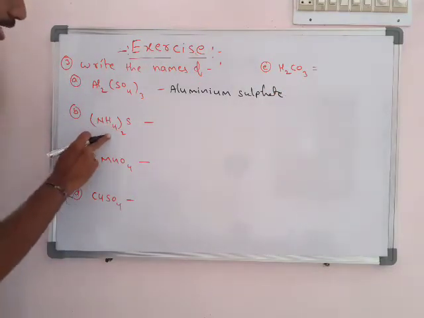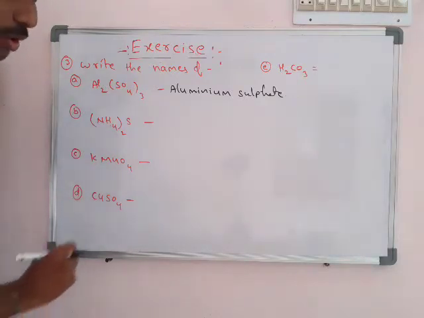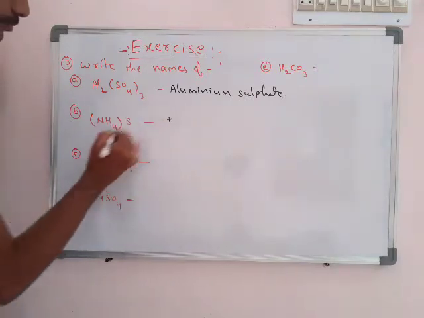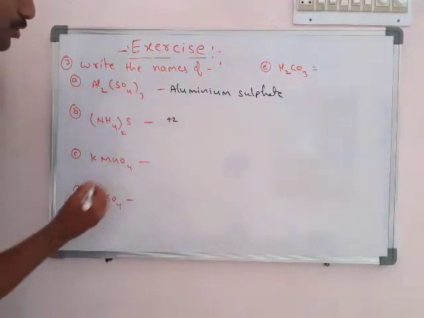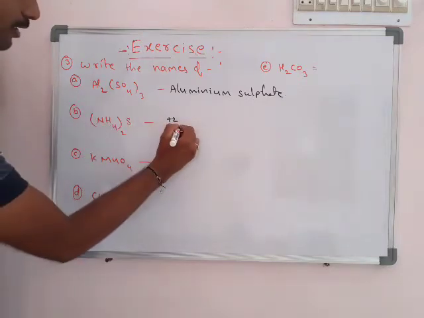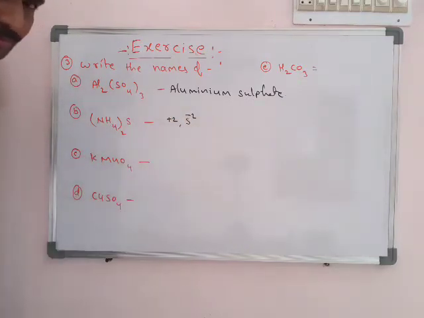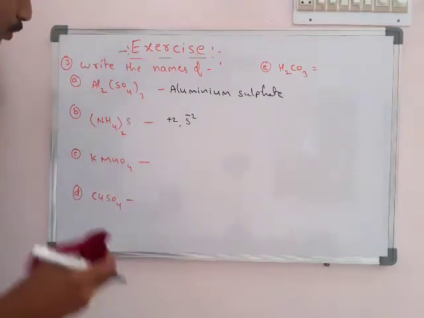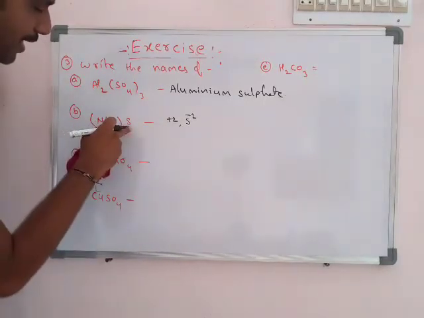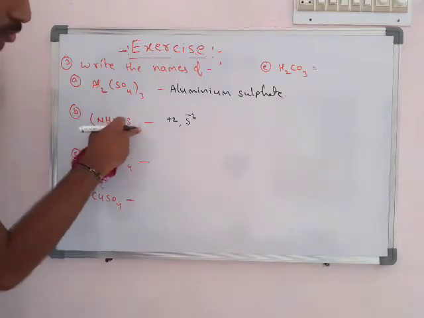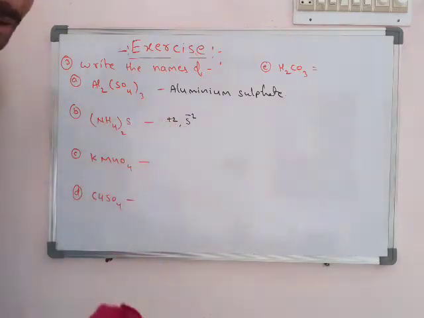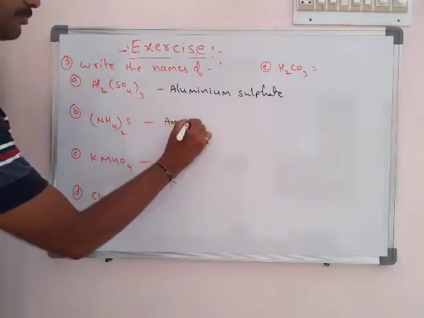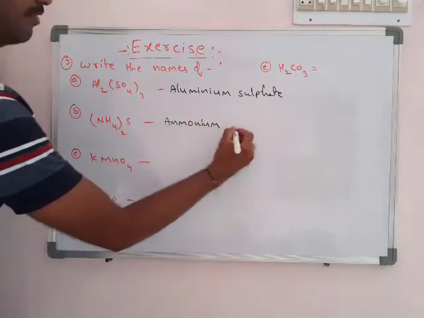So what is this? Ammonium ion. Here, what is the charge of S? 2 ammoniums, 1 ammonium charge is +1, so 2 ammoniums make +2. So sulfur will get -2. To name the S, we must know that charge. So 2 ammoniums together give +2 charge, then the sulfur will get -2 charge. What is the name of S -2? Sulfide. So this is ammonium sulfide.